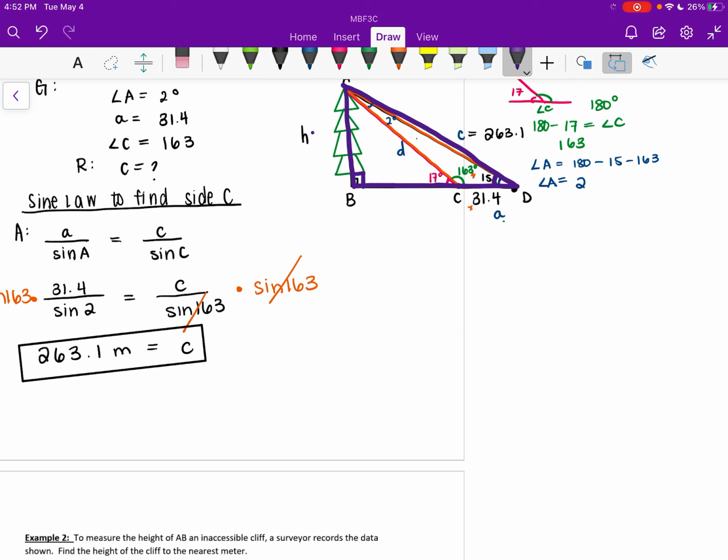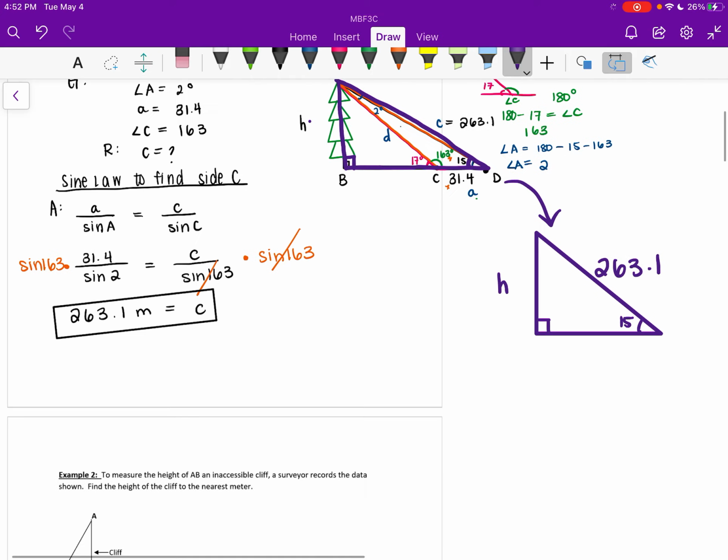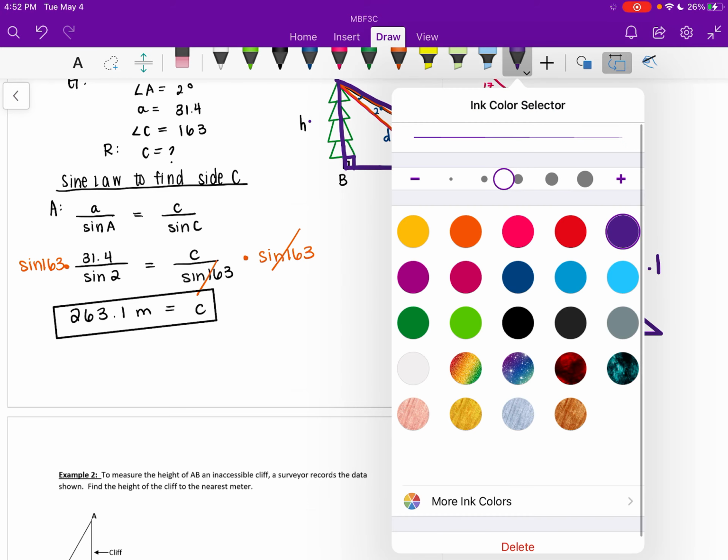So in this situation, if I just draw the same triangle out like this, I have 15, right? I have the height of the tree, and then I have C, which was 263.1, and I'm bringing this out just so that we have it without all the messiness, right? I can see now I have the opposite and I have the hypotenuse, so I know I can use sine here, right?